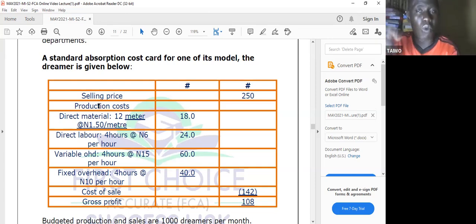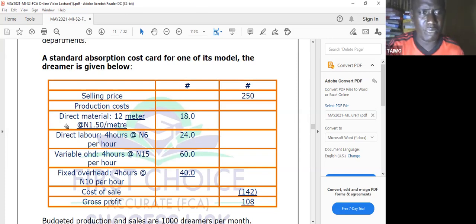So the examiner will give you all that you set at the beginning of the period to incur in producing each of the products. Please notice: what you set, not what you actually incur. Are you getting me now? What you set to incur, that's the standard. They wanted to sell the products at 250. That's not what they actually sold it at, but they envisaged that if they eventually produce, they will sell it at 250 naira. And now the production cost.